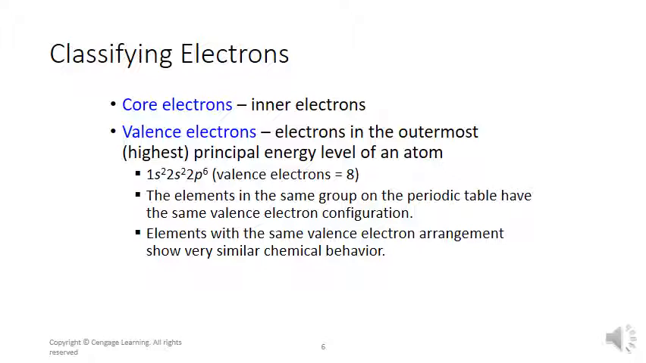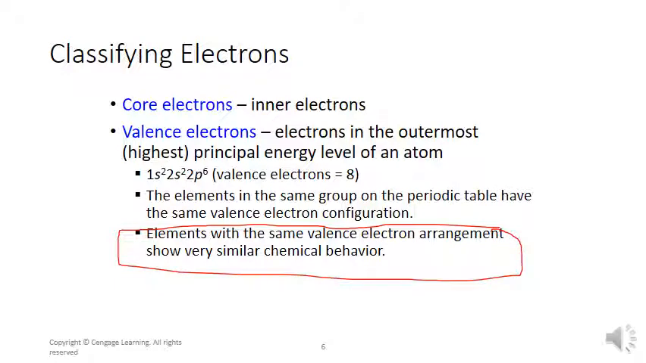The elements in the same group of the periodic table have the same valence electron configuration, meaning like s2p. Elements with the same valence electron arrangement have similar chemical behavior. That's important.